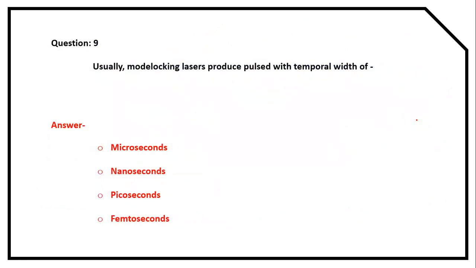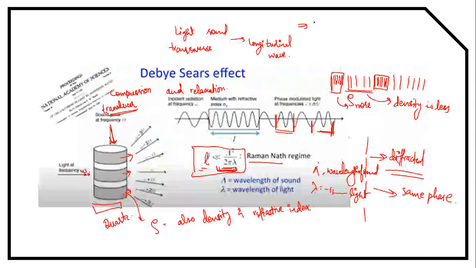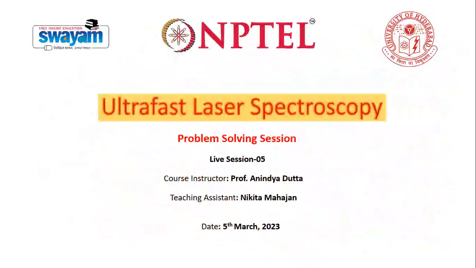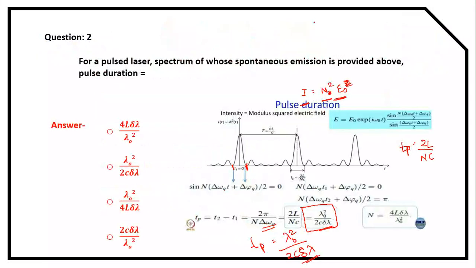Question number 9: usually, mode locking lasers produce pulsed light with the temporal width of. Okay. So as we had discussed in the first question, suppose this is the pulse light.